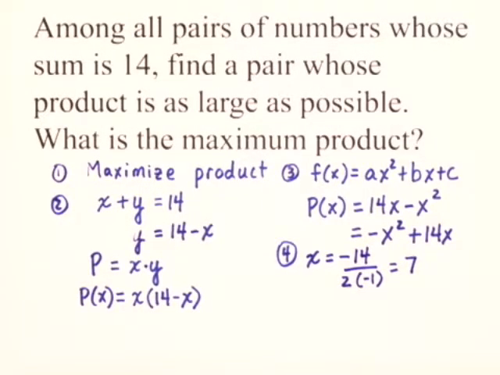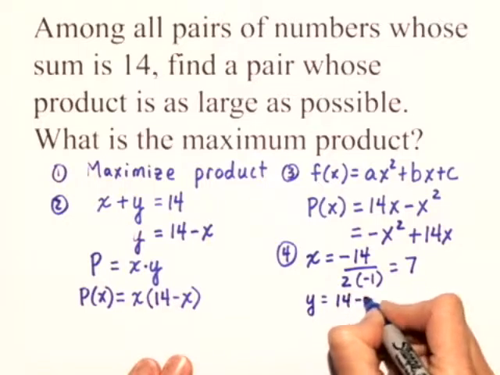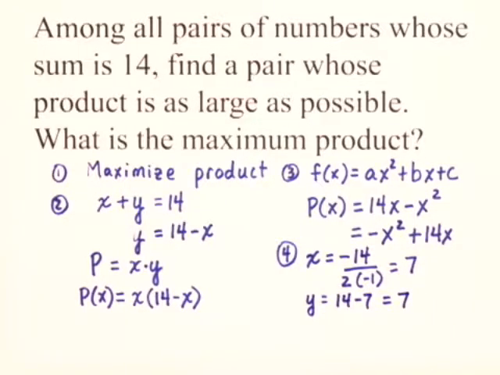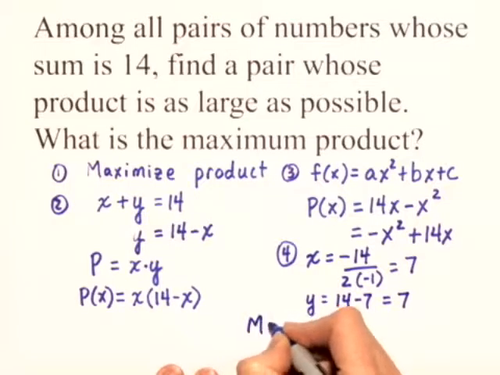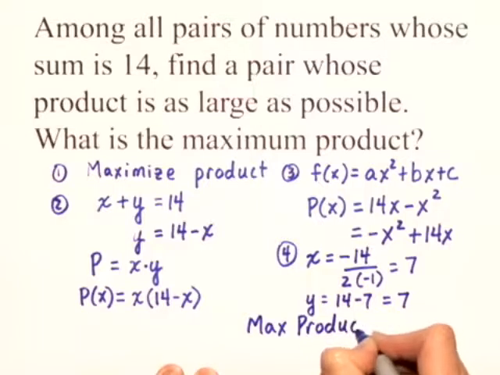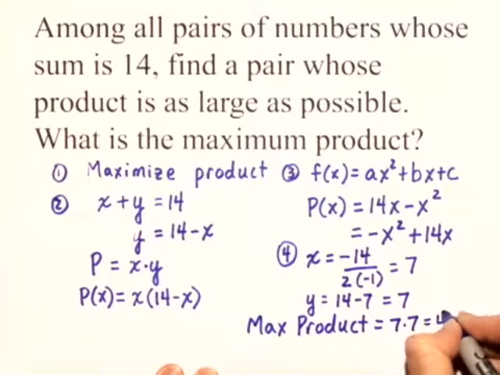So what is the maximum product? Well, if x is equal to 7, then y has to equal 14 minus 7, or y is also 7. So our maximum product is equal to 7 times 7, or 49.